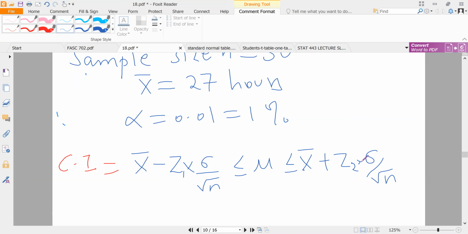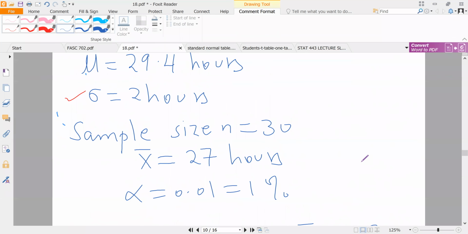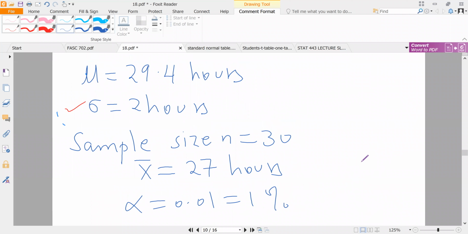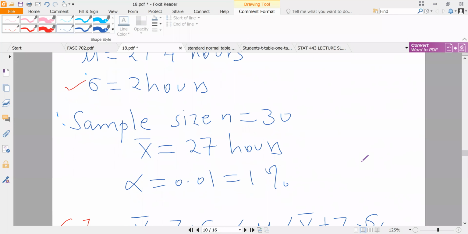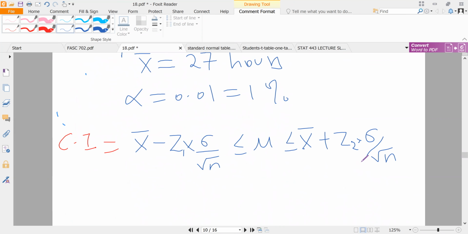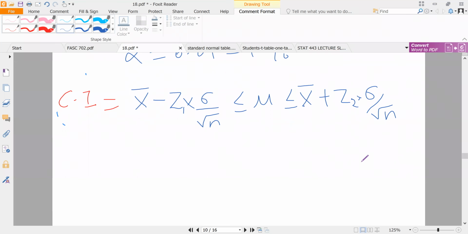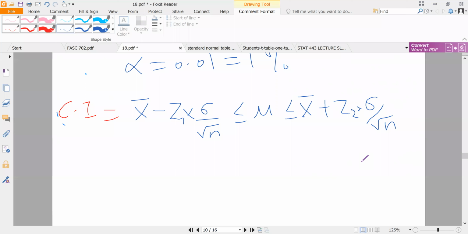We already know sigma. We know mu. Mu is given as 29.4. Sigma is given as 2 hours. And we also know X bar, which is 27 hours. So the task is to identify the values of Z1 and Z2. That is the task. Now, at this level of significance, we have to use this curve.